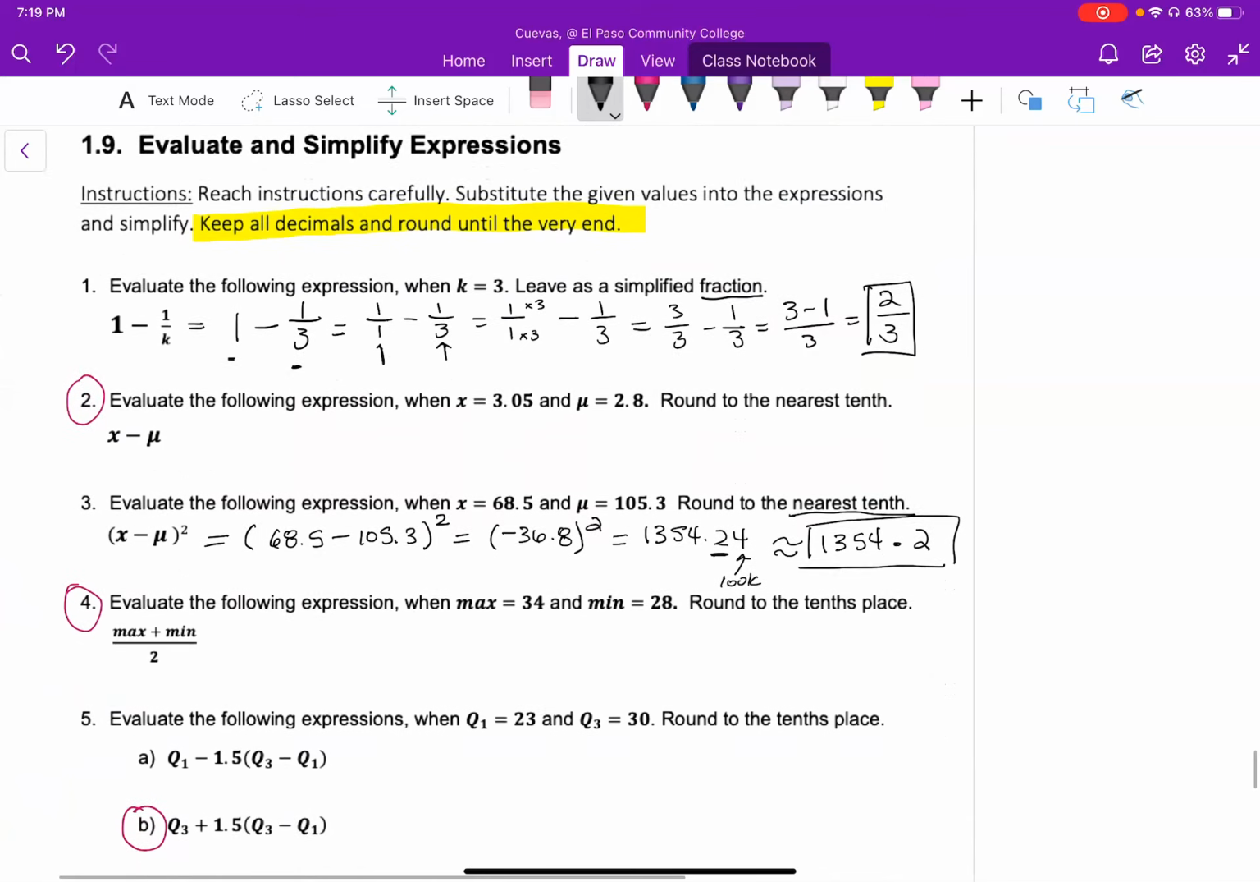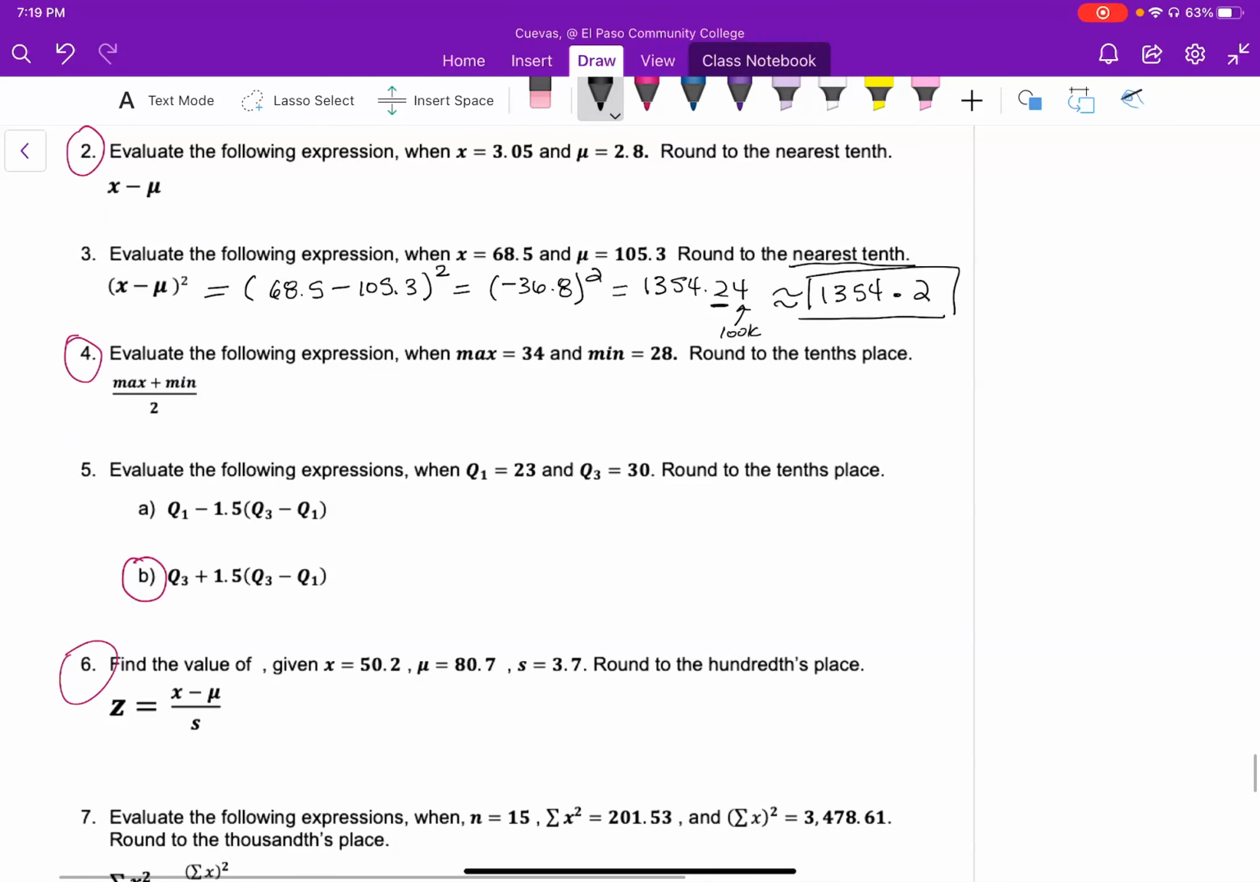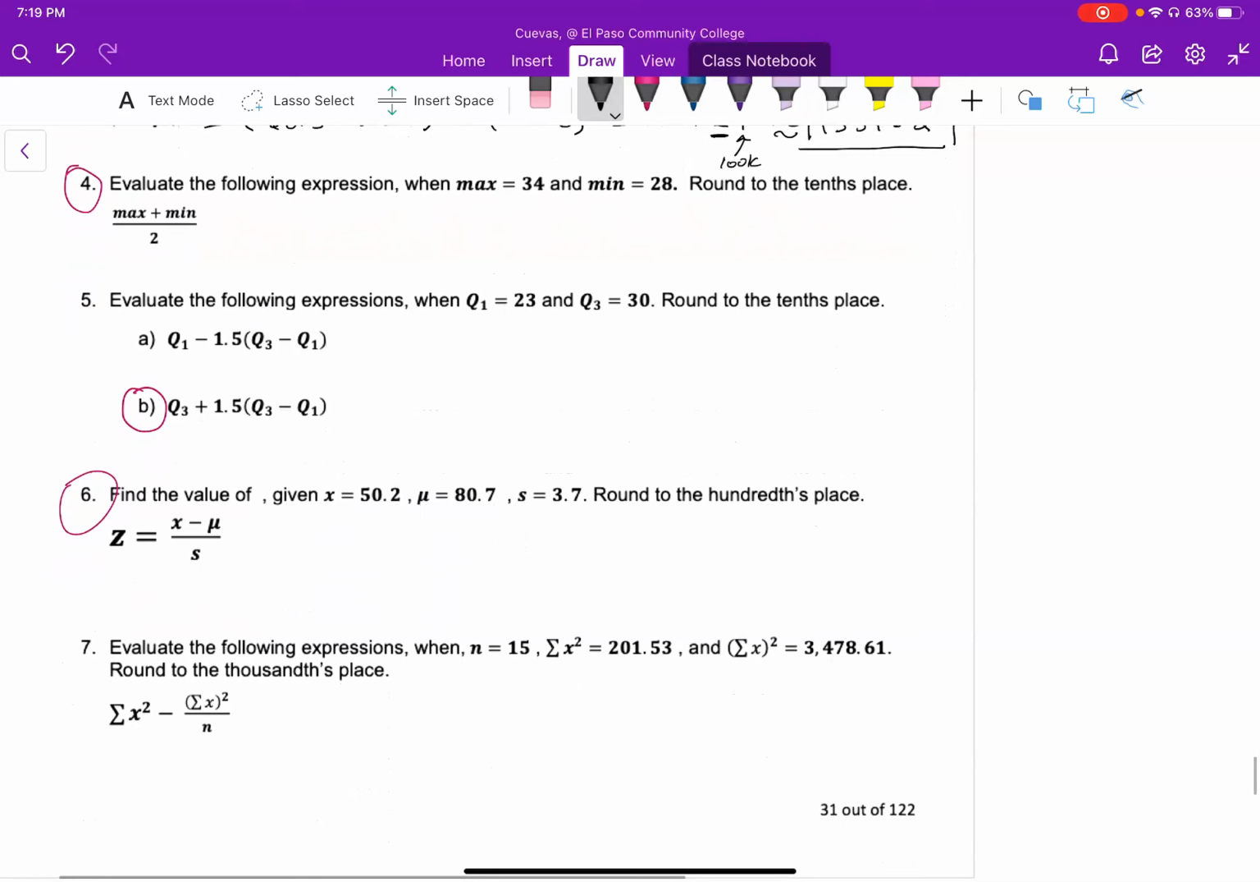Number 4, you're going to try. That one looks very similar to the mean we've done before. Let's take a look at 5.